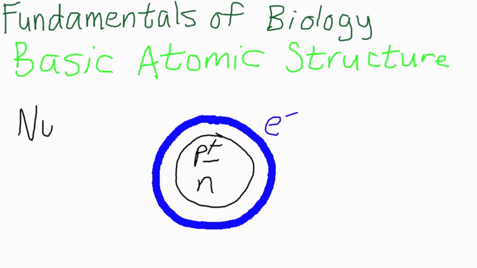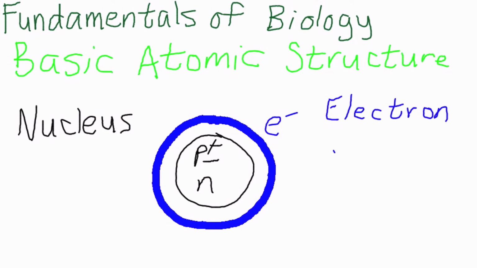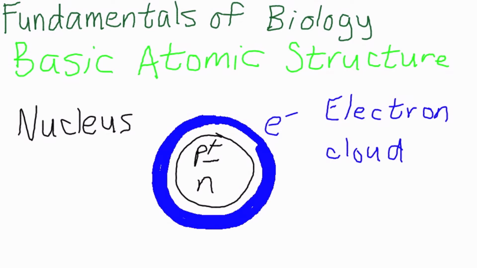So we have the nucleus of an atom and the electron cloud. Now, we say that the electrons exist in an electron cloud because the electrons are constantly moving around. They're not in one set space. So the electron cloud is basically representative of any area that the electrons may be at any given moment.